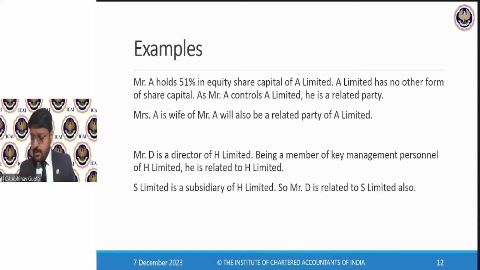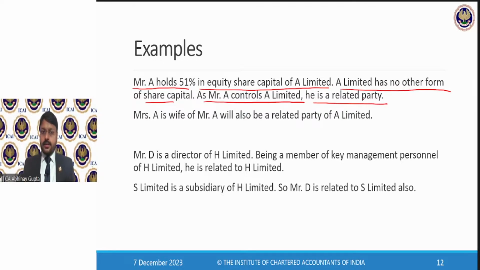Okay, let's do this example. Mr. A holds 51% in equity share capital of A Limited. A Limited has no other form of share capital. As Mr. A controls A Limited, he is a related party, right? Now, Mrs. A, the wife of Mr. A, will also be treated as a related party of A Limited, right? Because wife is covered within the definition of close family member.